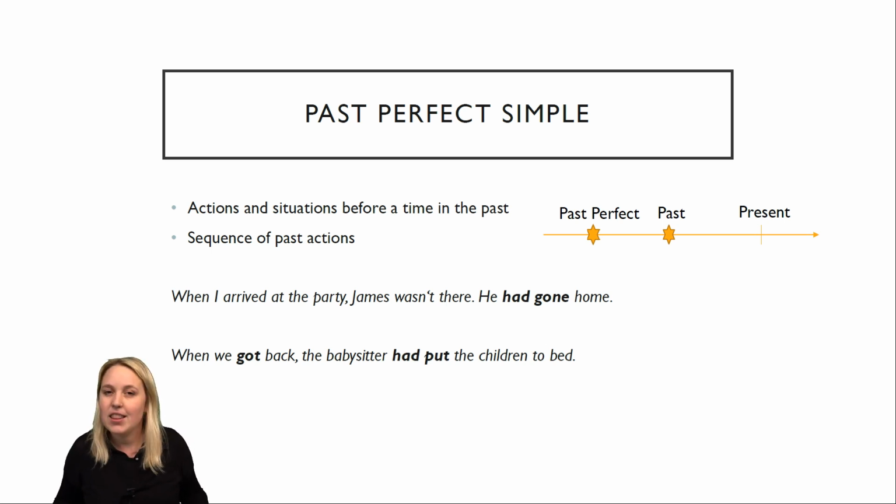Good, let's have a look at the examples. When I arrived at the party, James wasn't here. He had gone home. So I arrived, but before that, James had already gone. So he's not here anymore. That's why we use the past perfect. And then when we got back, the babysitter had put the children to bed. So putting the children to bed happened before. So that's why, again, we use the past perfect.